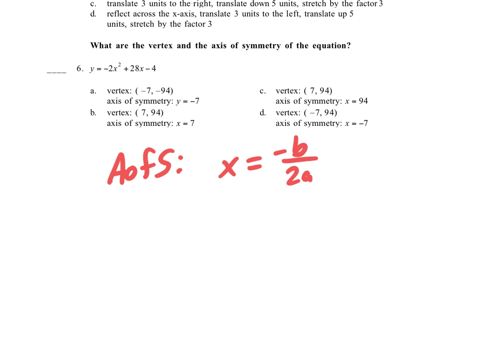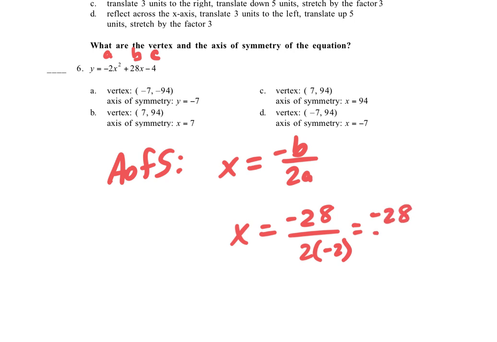So on this one, my a value, my b value, and my c value. So we're going to go x equals negative 28 over 2 times negative 2. So negative 28 over negative 4 is 7. So x equals 7 is my axis of symmetry. And we only have one answer that has that, which is B.